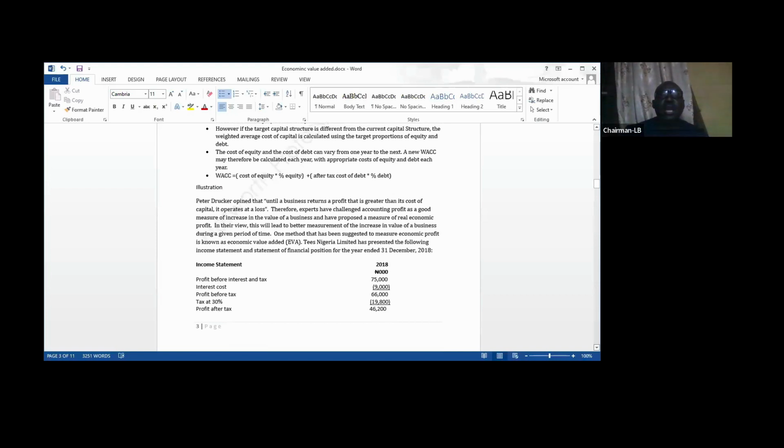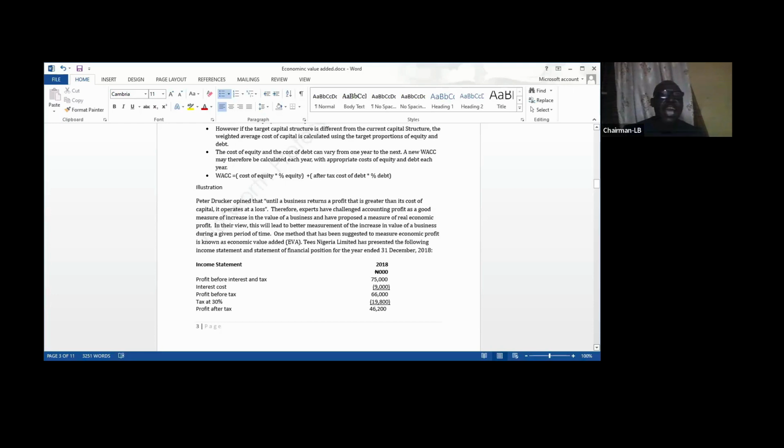Peter Drucker opined that until a business returns profit that is greater than its cost of capital, it's operating at a loss. Look at it. According to Peter Drucker, a company must be able to generate profits above cost of capital.